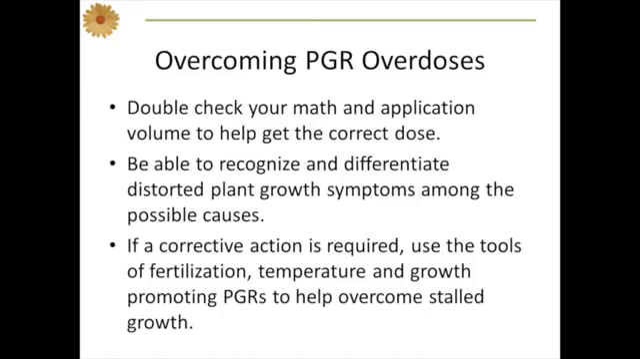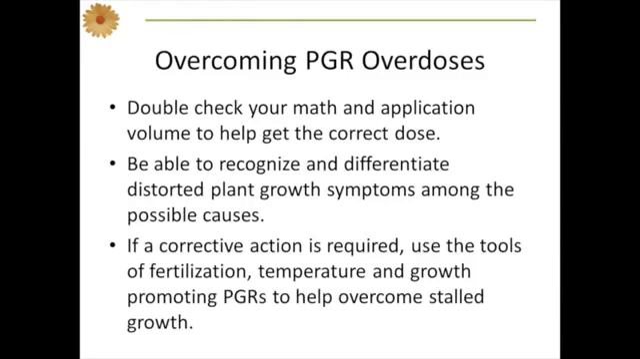Right, in summary, just a few things to keep in mind. Double check your math. Use the calculators that are available to you and make sure you're applying the proper volume so that you're actually getting the correct dose. Remember, we're talking about rate, the parts per million, times the volume gives you the dose that you're actually applying to that plant. Be able to recognize and differentiate between different types of symptoms, different distortions on the foliage, so that you can get to the true cause of the problem instead of treating something that's not there.